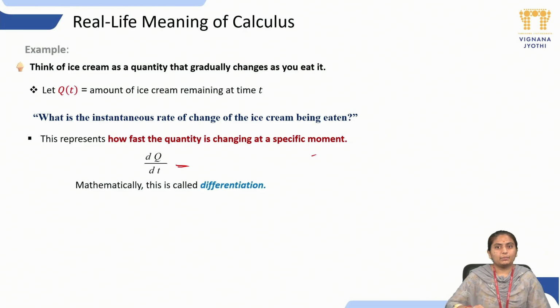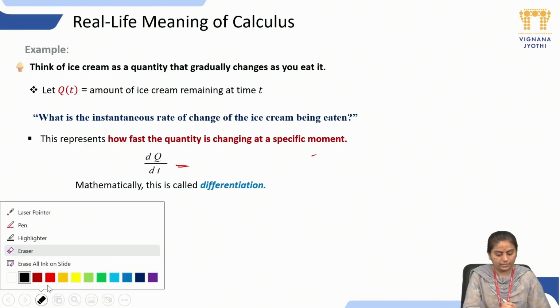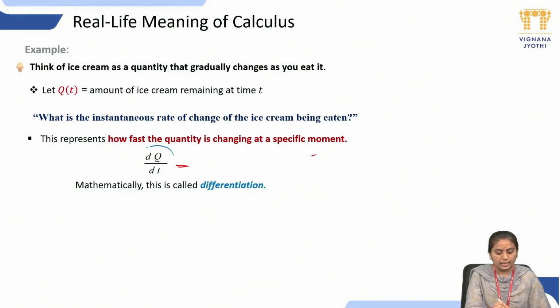That we will take mathematically as dq by dt. So here Q of t is the substance, the ice cream, which is changing at a particular instantaneous time. So mathematically we call it differentiation.